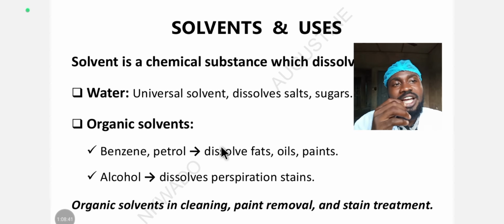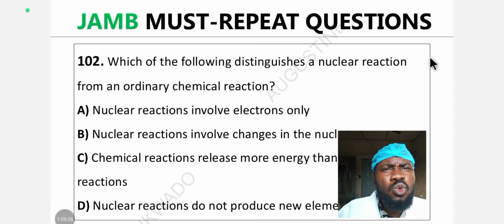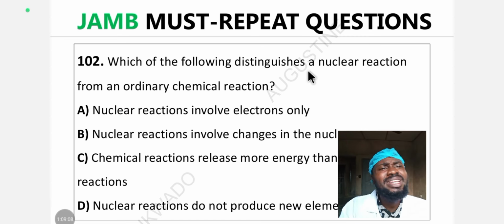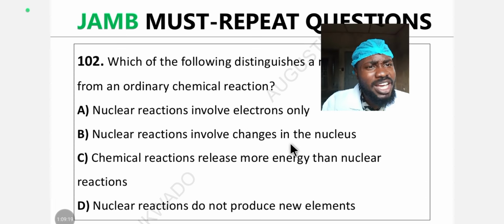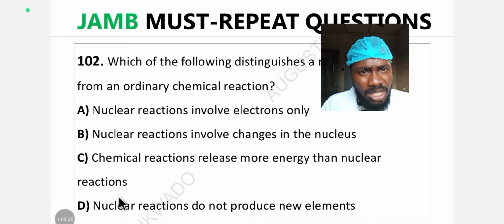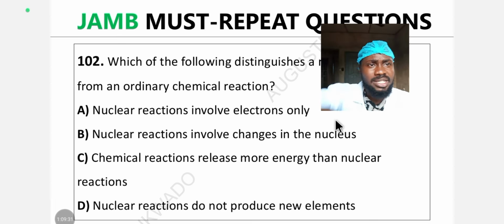Let's now take some JAMB must-repeat questions to further test the knowledge we've acquired so far. Question 102. Which of the following distinguishes a nuclear reaction from an ordinary chemical reaction? A. Nuclear reaction involves electrons only. B. Nuclear reaction involves change in the nucleus. C. Chemical reactions release more energy than nuclear reactions. D. Nuclear reactions do not produce new elements. What's the answer? Drop the answer in the comment section.